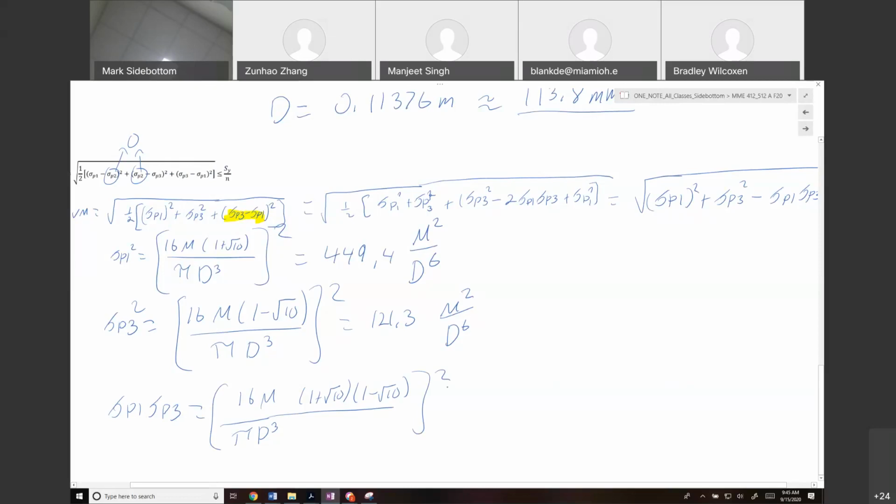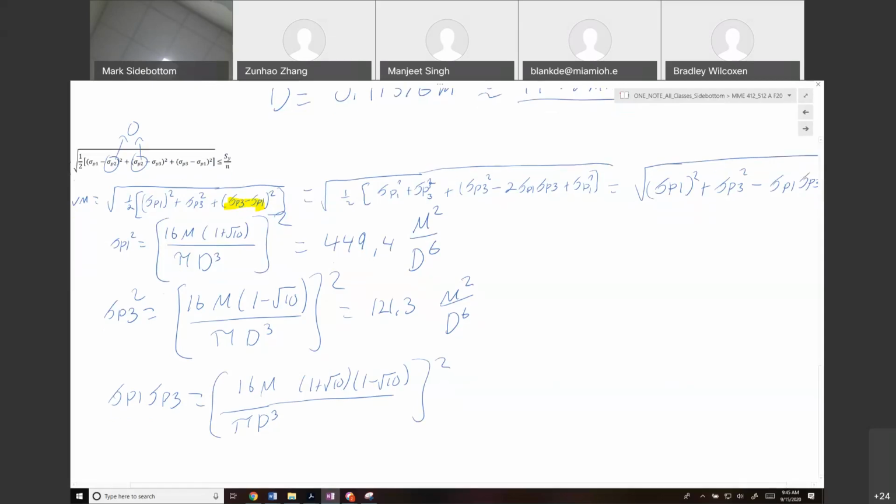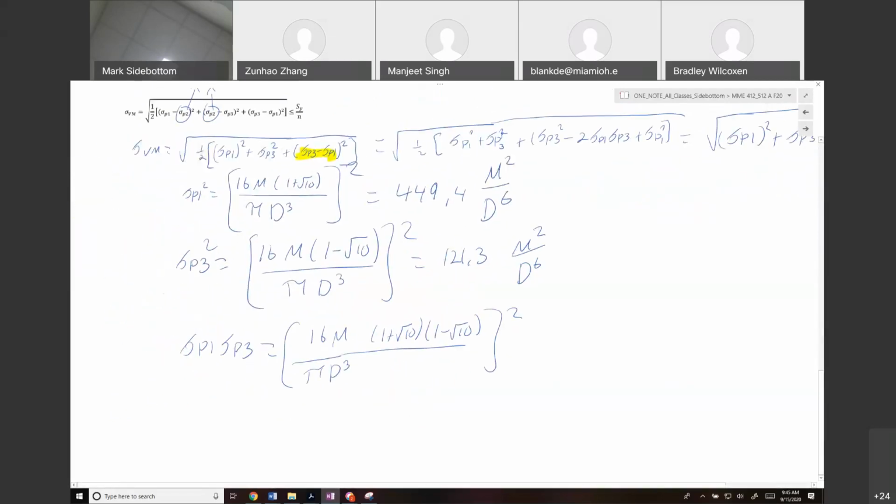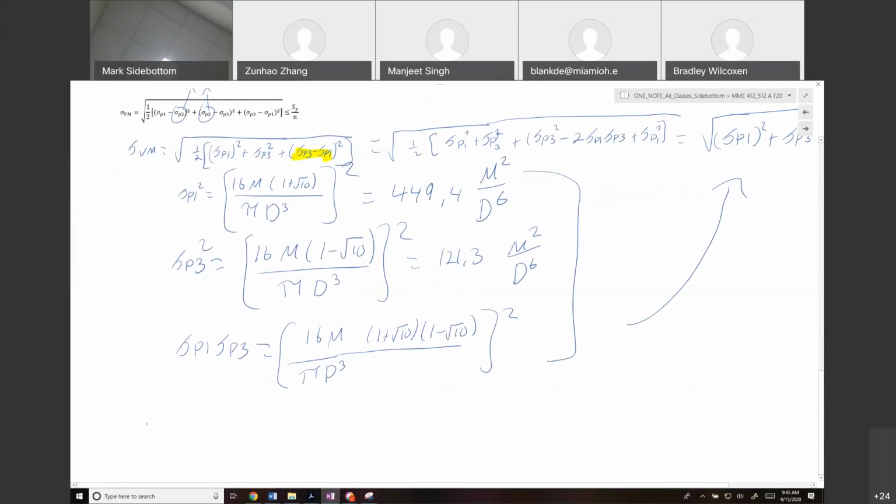squared. Okay. So what we end up getting is that if we plug all these terms into this equation here, our sigma von Mises ends up being equal to 16 times the moment over pi d cubed, and then we get the square root of 1 plus radical 10 squared plus 1 minus radical 10 squared minus 1 plus radical 10 times 1 minus radical 10.